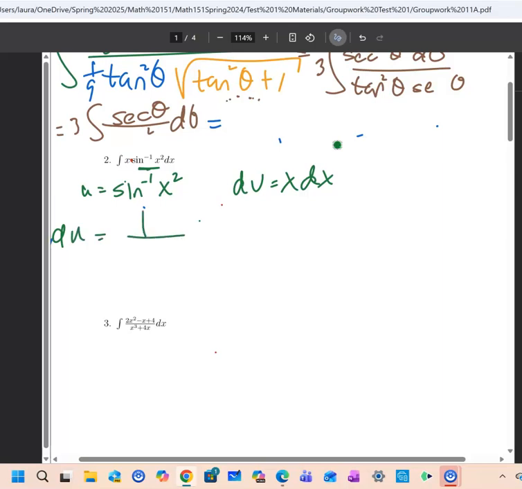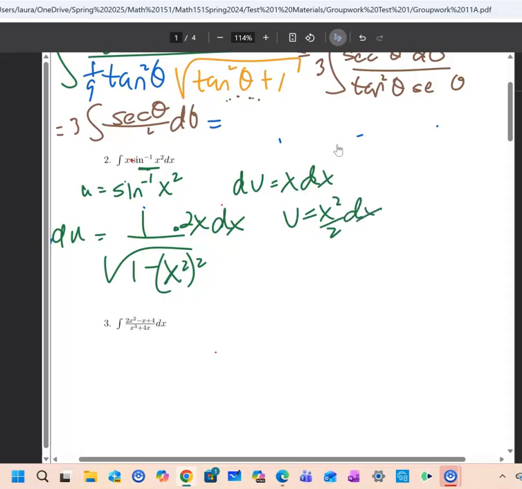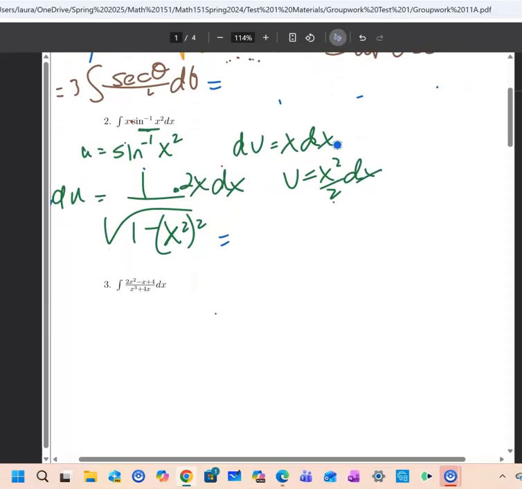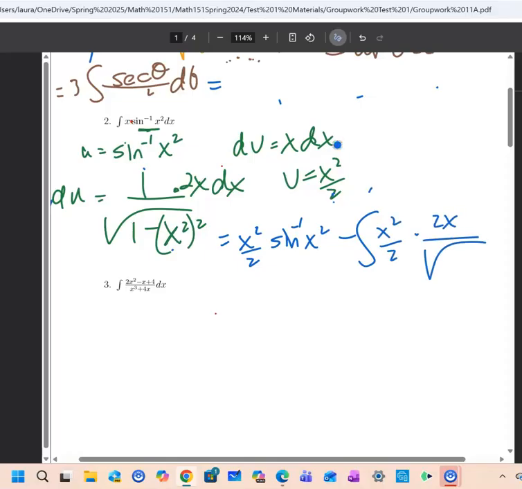So doing chain rule, square root of 1 minus x squared times the derivative of x squared, 2x. And then v equals x squared over 2 dx. All right, so let's put that together. So I get uv. Oops, I didn't mean to put that dx there. Sorry about that. So uv, so x squared over 2, inverse sine of x squared, minus the integral of v du. Okay, x squared over 2, 2x, over the square root of 1 minus x to the 4th, and now I can simplify that, right?